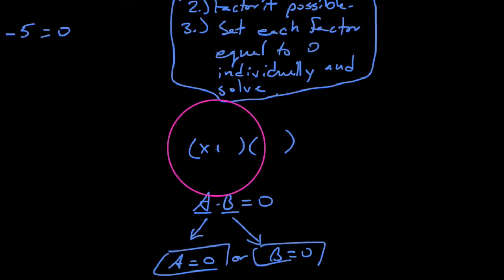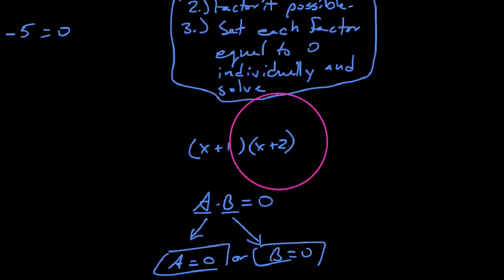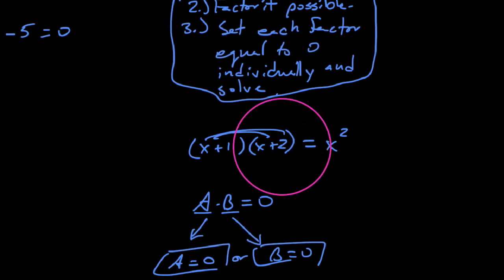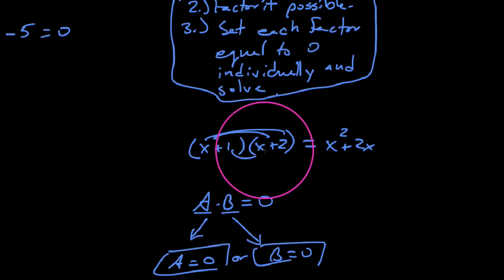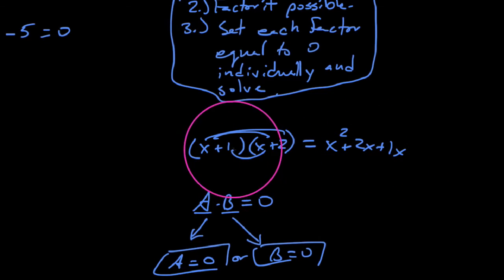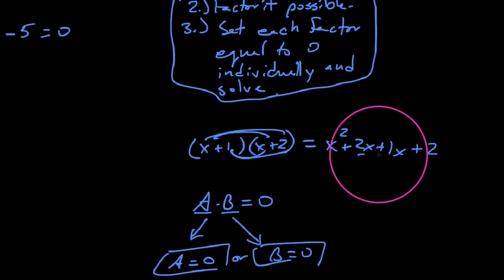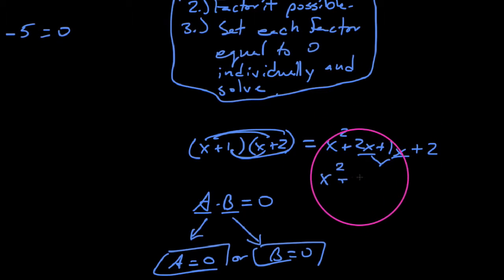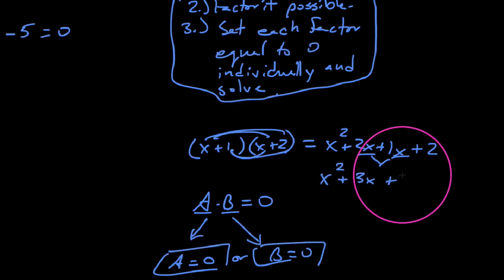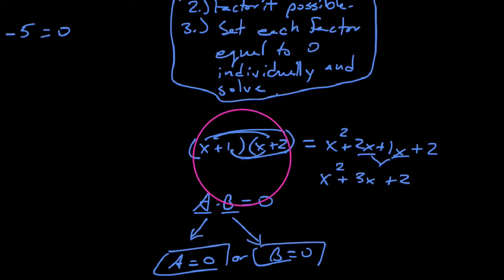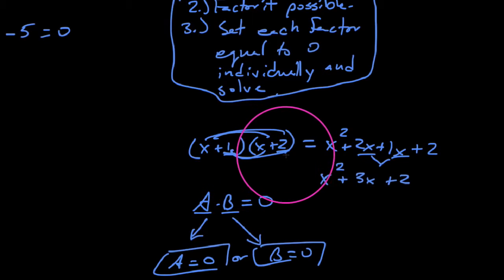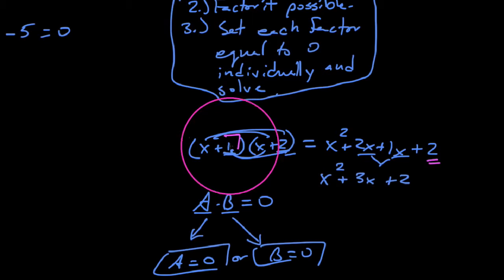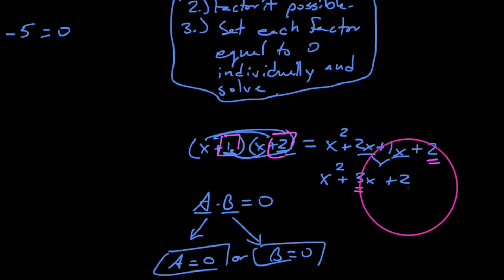Say, for example, we FOIL x plus 1 times x plus 2. We do our first, so x squared, outer, plus 2x, inner, plus x, and then last, plus 2. Notice that the outer and inner terms add together to be the middle term, so we'd have plus 3x plus 2. These two numbers multiply out to be the last term, and they also add up to be the middle term.